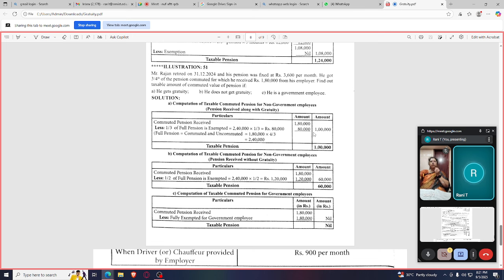Commuted pension how much? 1,80,000, 1/3 of fully exempted. So how will you find out the full amount? How much do you get. See, I'm 1/3 of this 4/3 1,80,000 into 3/4.